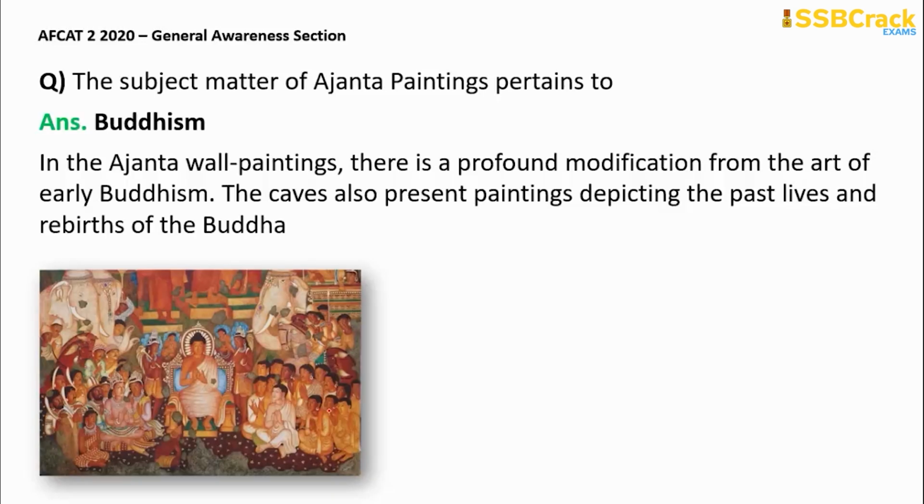Next question, the subject matter of Ajanta painting pertains to. So Ajanta paintings are basically related to Buddhism. They depicted the past lives and rebirth, mainly the rebirth of Buddha. These are wall paintings and they represent early Buddhism.